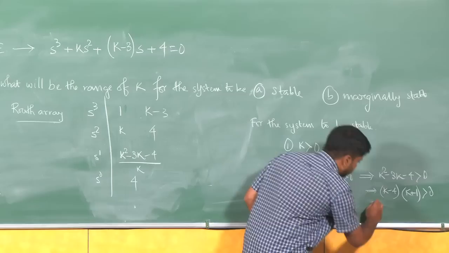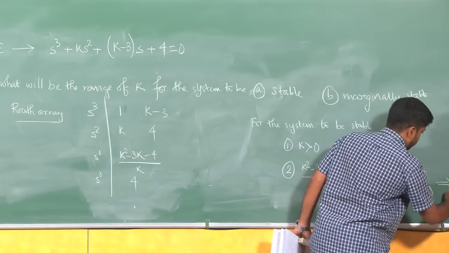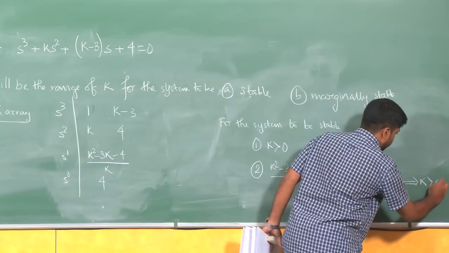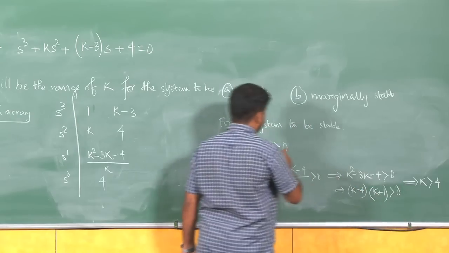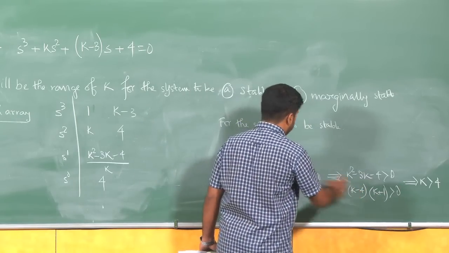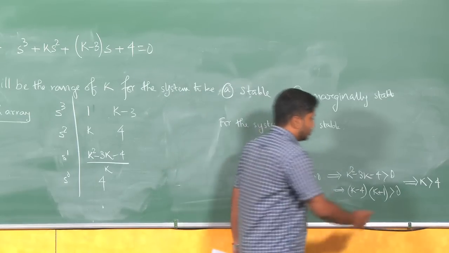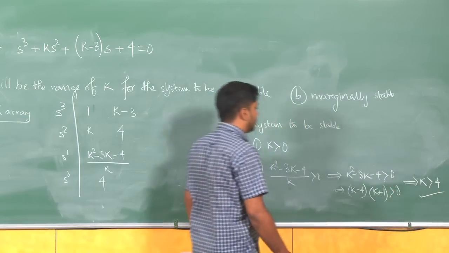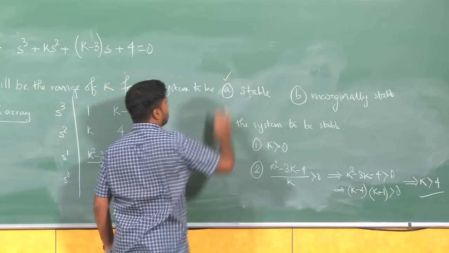So, here we find that k is greater than 4, because k can't be between minus 1 and 0, since it does not hold the first condition. So, k will be greater than 4 if the system is to be stable. Okay. So, part A is done.